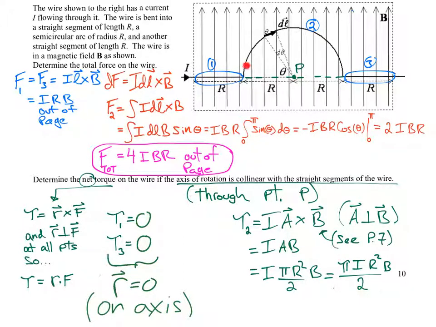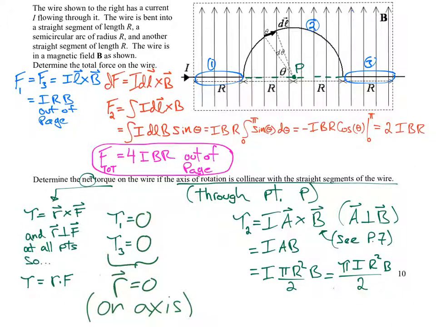For section number 2, everything is perpendicular here. Our R's are all this way, and our F's are all out of the page. So our cross product is going to be maximized, and because what we have here is basically a loop of wire, now there's no actual wire on this side of the loop, but if there was wire on this side, it wouldn't contribute to the torque because, again, it's on the axis.